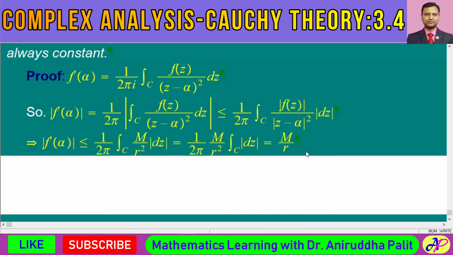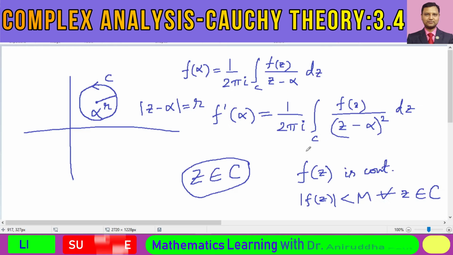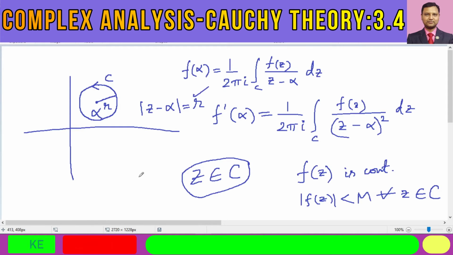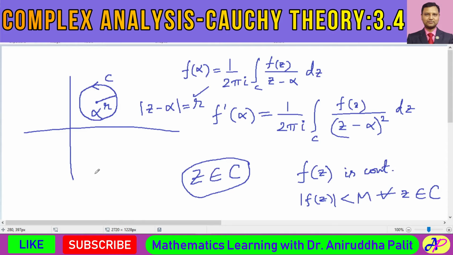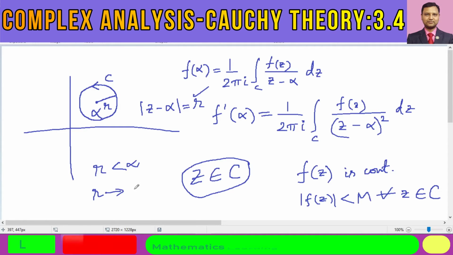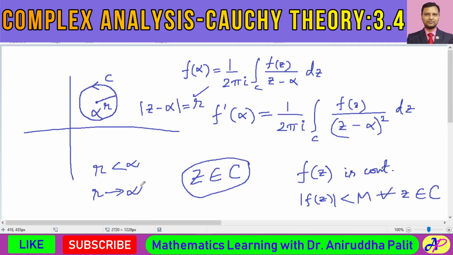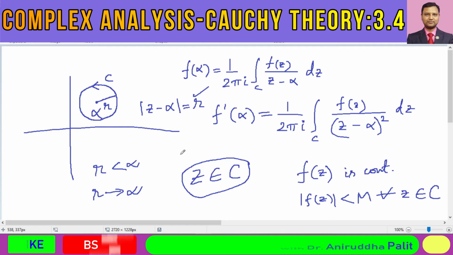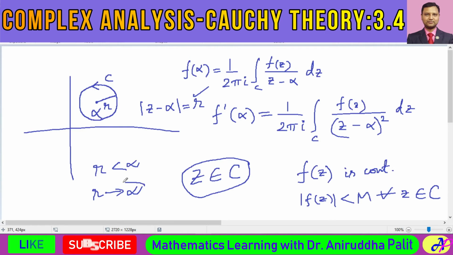Got it? Now you see, this r was an arbitrary real number. This radius r was any arbitrary real number, finite of course. r is less than infinity, no problem, but now we can take the limit. Although r is less than infinity, we can take the limit as r tends to infinity. r will always remain less than infinity, we are just taking the limit as r tends to infinity.